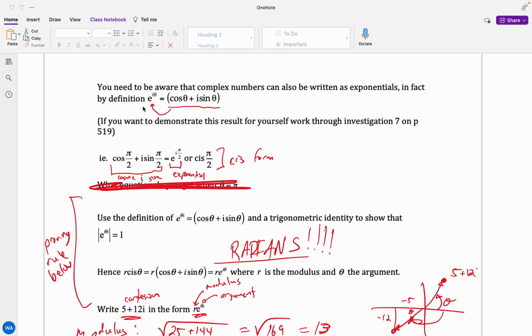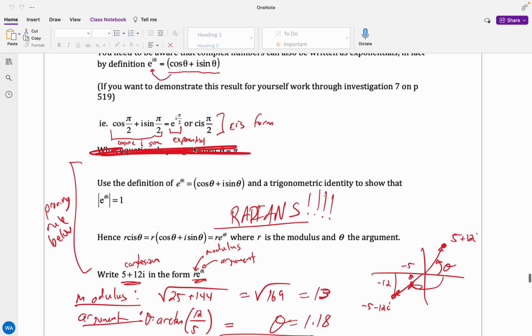And so this is just a definition that we're not going to prove. If you want to demonstrate it yourself, you can work through Investigation 7 on page 519. It's potentially worth your time doing it today just to get a good understanding of why this turns into this, right? Like why is this equal to that? Could be a nice thing to work through. But really, we just need to kind of know this rule, or we don't need to know it, but just accept it to understand the proof of this.